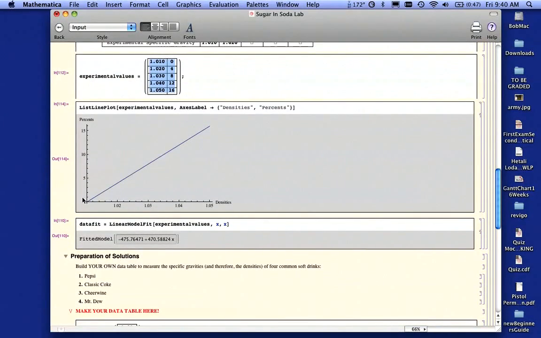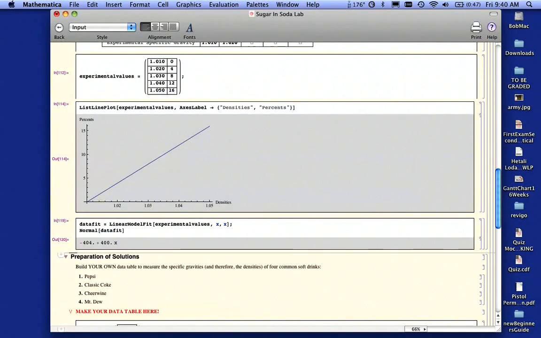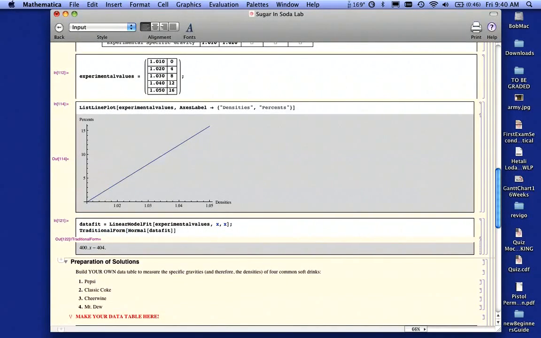You're going to plot that data. You're going to do a y equals mx plus b fit. And let me make this look a little bit more normal using the normal command, so it actually looks like a y equals mx plus b. And if you are a traditional kind of person and want to see this in traditional form where the x is up front, there's your y equals mx plus b equation. The slope is 400, the y-intercept is minus 404.